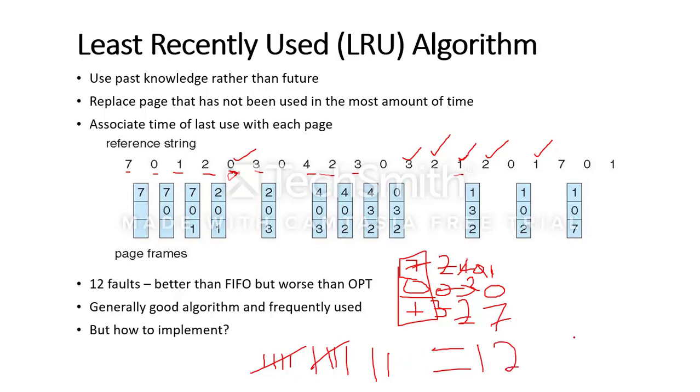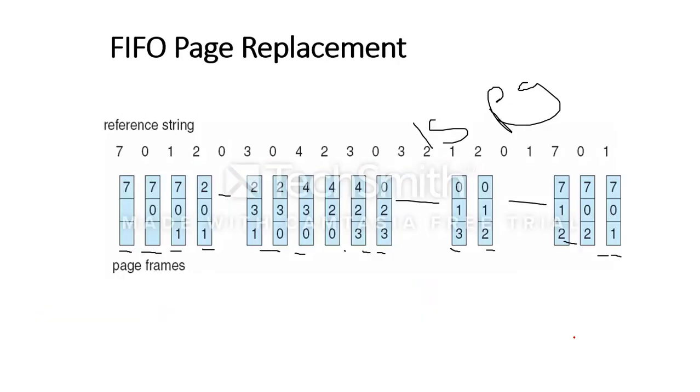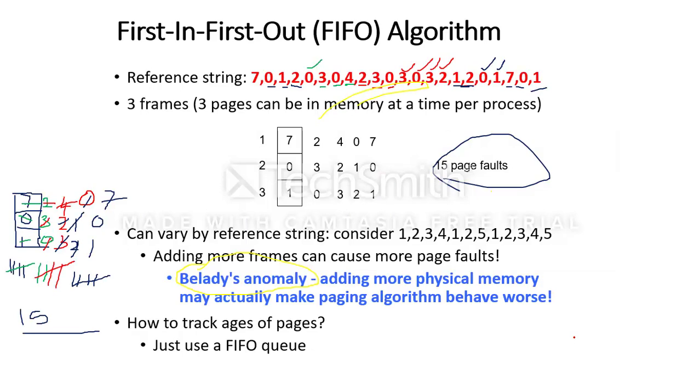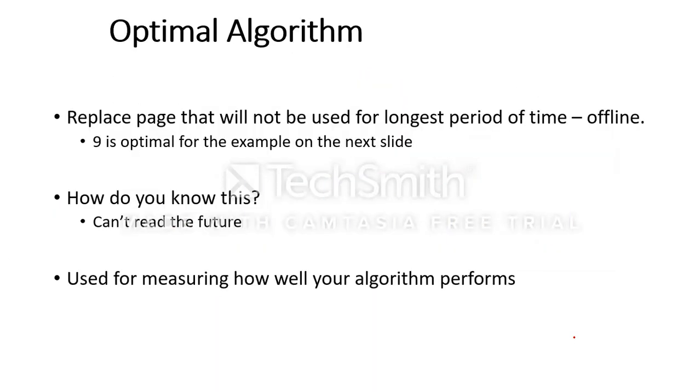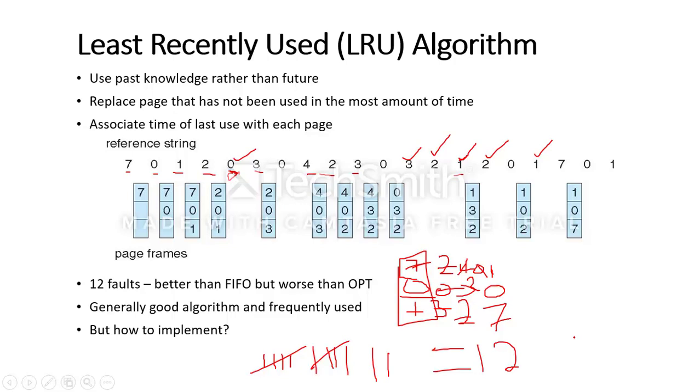That's your LRU. So at the end of the day, you also need to know the one which gives you the best performance. LRU, we had 12 page faults. The optimal, we had 9 page faults. Then the first come, first serve, we had 15 page faults. You can decide which one is the best based on that information.